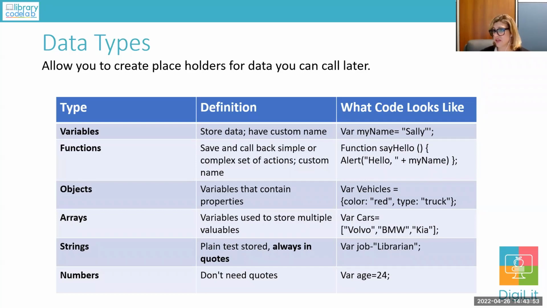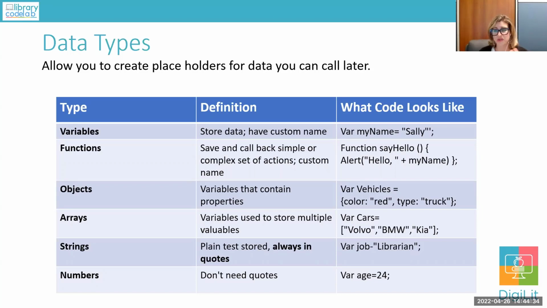This chart is just a breakdown of the different data types and what the code would look like. Without understanding these different types, the computer wouldn't be able to solve anything. The two that we're really focusing on today are your variables and your functions. We're not going to really get into objects or arrays, but if you want to learn more about these, we have a lot of great resources that you can look at. Basically, variables, like we looked at earlier, have a custom name and they store data.